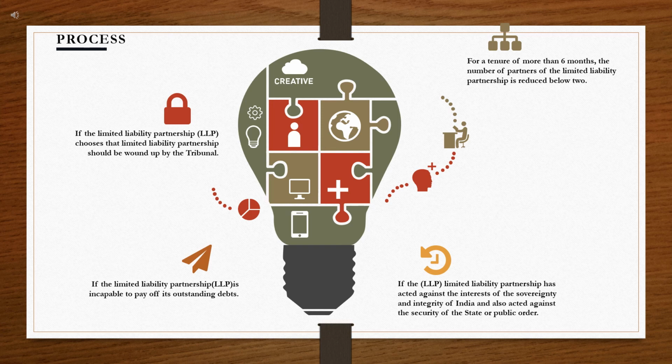If the limited liability partnership, LLP, has defaulted in filing with the ROC or registrar the statement of account and solvency or annual return, which is mandatory compliance, for any 5 consecutive financial years. If the tribunal is of the opinion that it is just and equitable that the limited liability partnership is wound up.